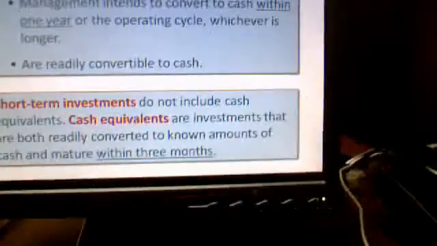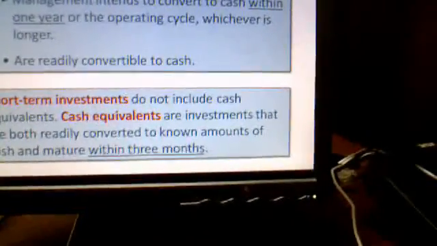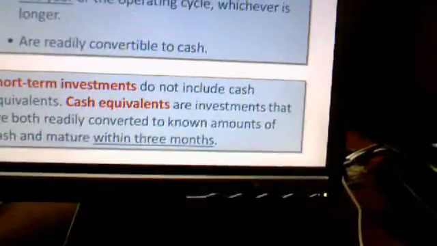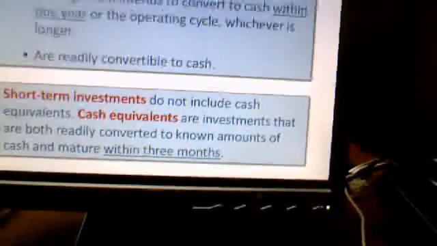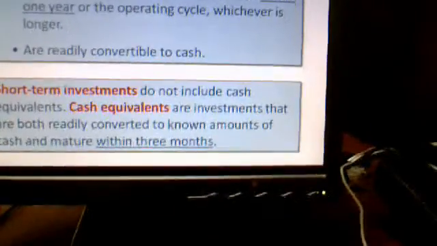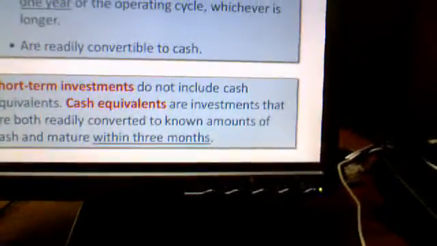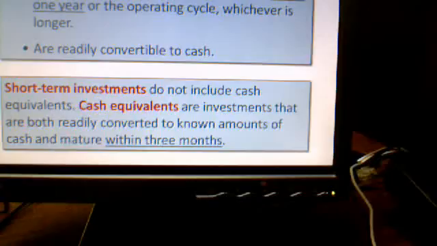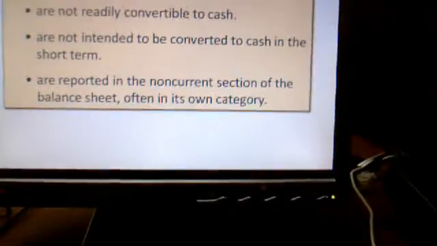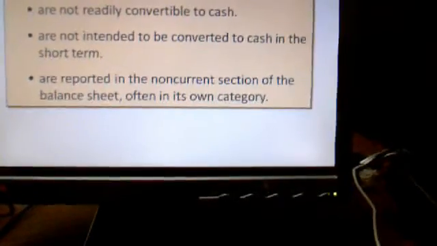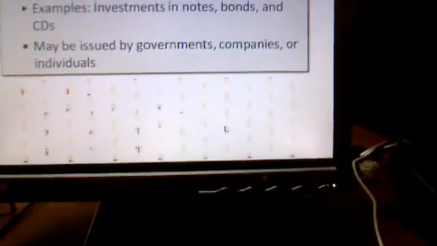Short-term investments are those that can be converted to cash within a year. Okay, so they're readily convertible to cash. We call that good liquidity. Cash equivalents are not considered short-term investments for a company. Cash equivalents are things like savings accounts, checking accounts, and any short-term investments like 3-month CDs. So anything that can be converted to cash within 3 months would not be considered a short-term investment. Long-term investments are not readily convertible to cash, and so they're listed in the non-current or the long-term section of the balance sheet, and normally has its own category.